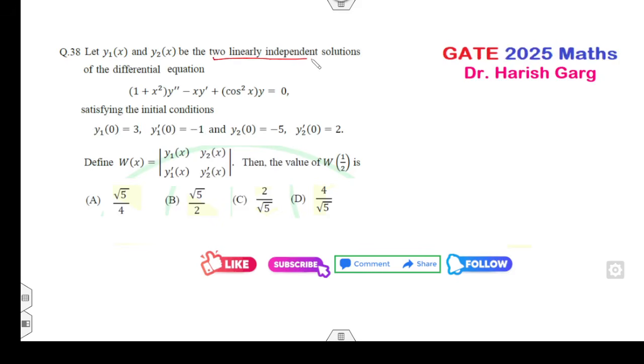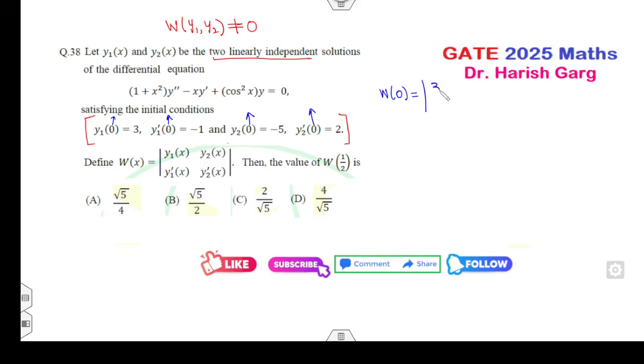y1 and y2 are linearly independent. That means the Wronskian of y1 and y2 is non-zero. Whenever you see a condition where y1 and y2 and their derivatives are given, the derivatives must be at the same point. All these points should be the same, whether it is 0, 1, 4, or -7 and so on. Then you can find the Wronskian at the point 0.